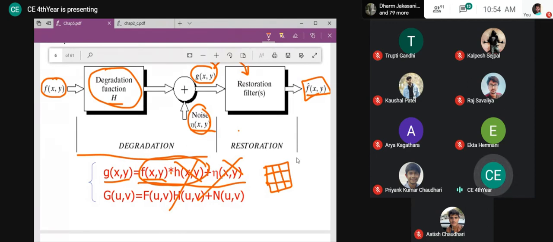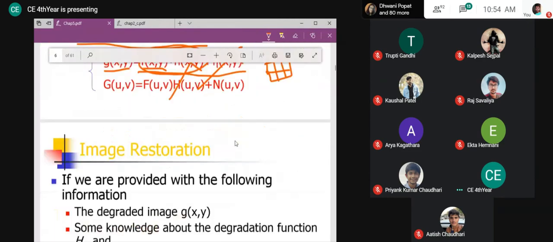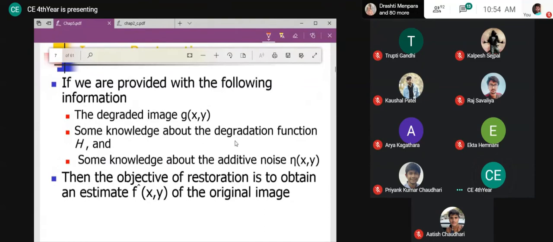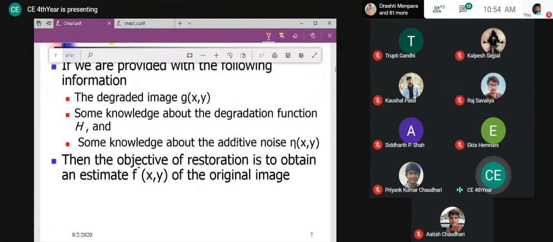Same way for the noise. Noise is added to that. If I can identify how much noise was added, I can simply subtract it and I can get my original values there. Fine. So that is what the point is.